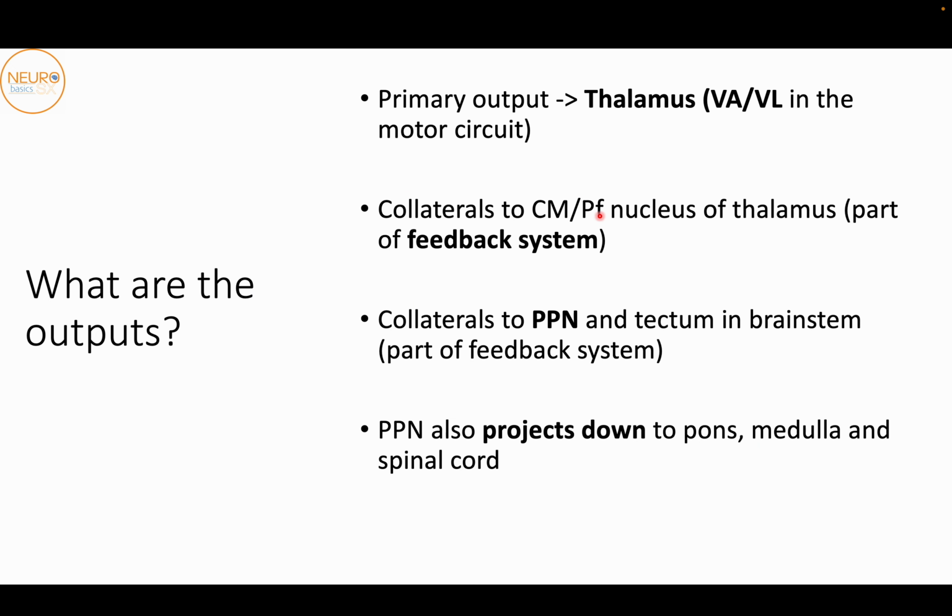So the collaterals to the CM-PF or the centromedian parafascicular nucleus of the thalamus allows the thalamus to directly feed back and provide information back to the basal ganglia. There are also collaterals to the PPN and the tectum in the brainstem that are also part of the feedback system. But collaterals to the PPN will also project down and they will provide information down to the pons, medulla, and spinal cord.